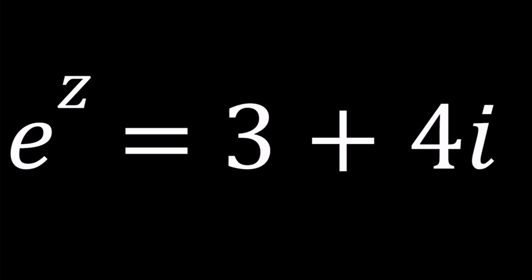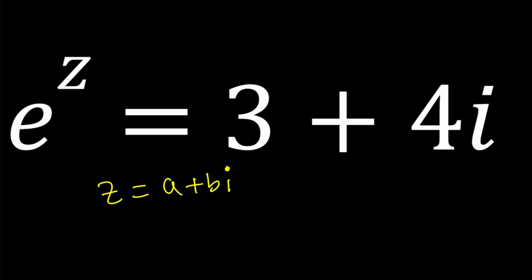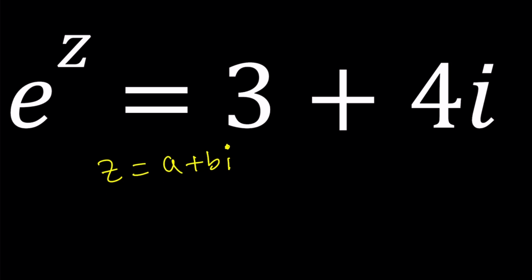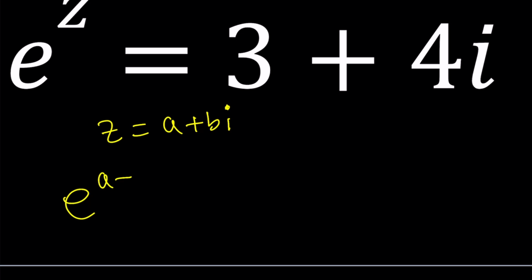Now, let's go ahead and write z as a plus bi. A plus bi is also the name of this channel, right? So hopefully you'll remember that all the time. And now we can go ahead and replace z with that. There's only one z, right? And that doesn't look very helpful, but guess what? This is going to be very, very helpful.